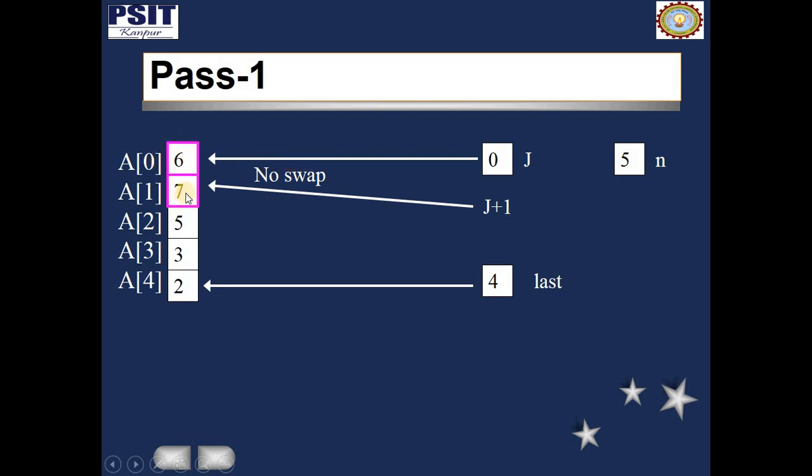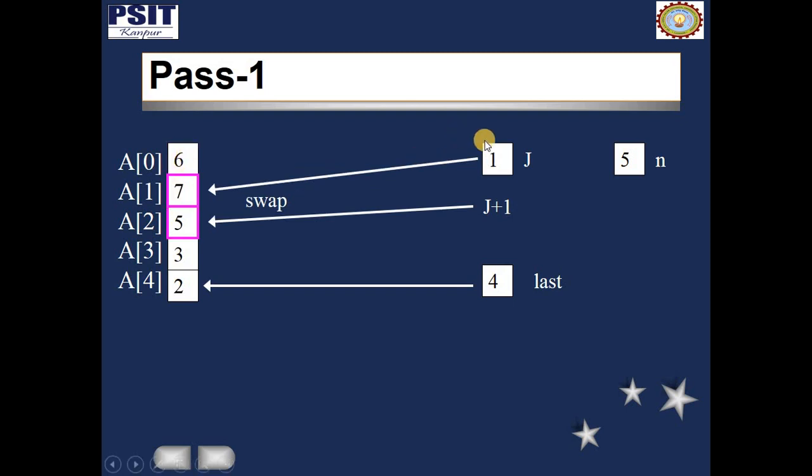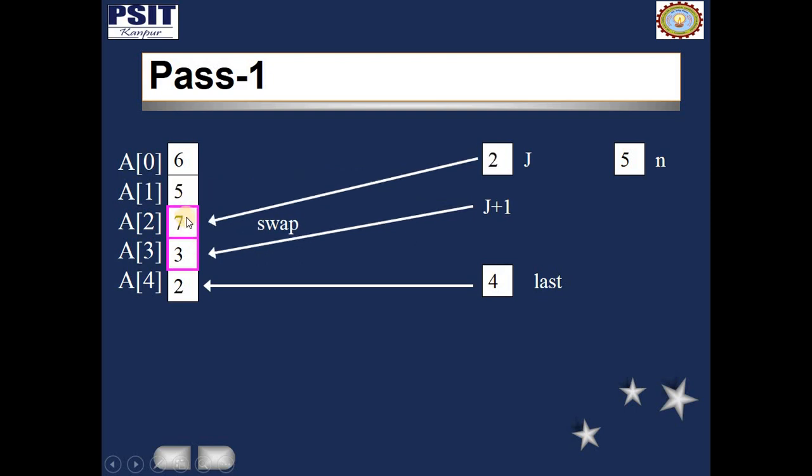So we compared 6 and 7. 7 is already larger, so there is no need to swap. Now come to the next step. Now j is the 1st index. I'm going to compare the element at the 1st index and its adjacent, the 2nd index. At the 1st index 7 is stored and in the 2nd index 5 is stored. So I'm going to compare 7 with 5. 5 is smaller. If the adjacent element is smaller, then swapping will take place.